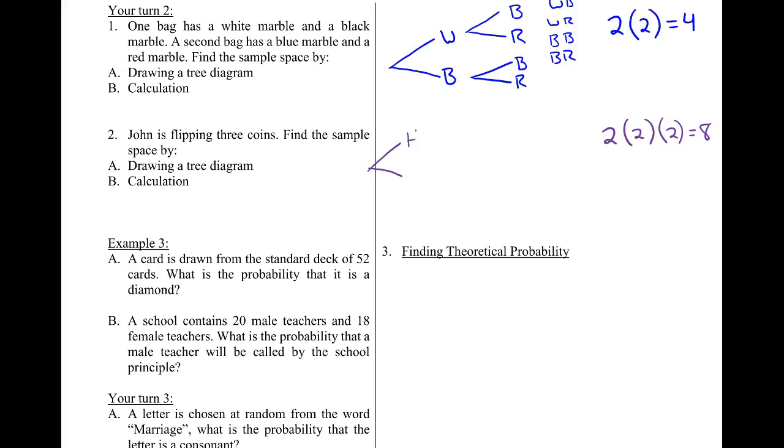So we can either land on heads or tails. Our second coin is going to land on heads or tails. And remember, we're doing 3 coins here, which means our third coin is going to land on heads or tails.